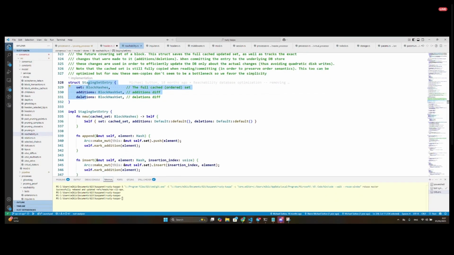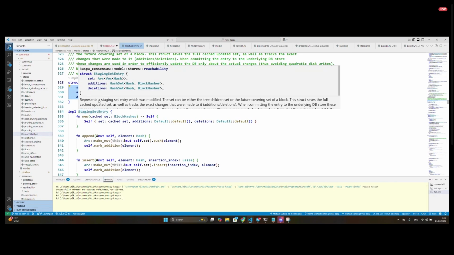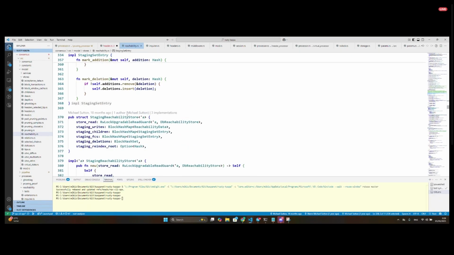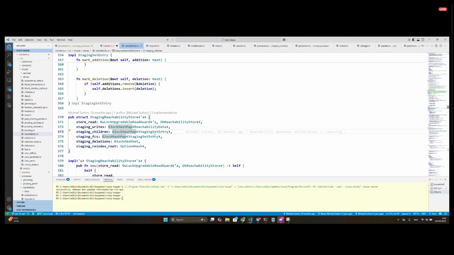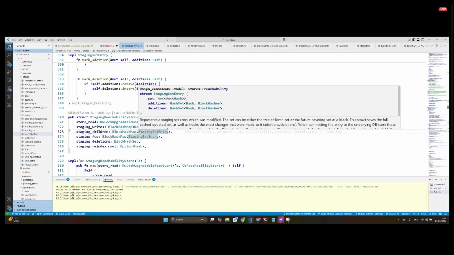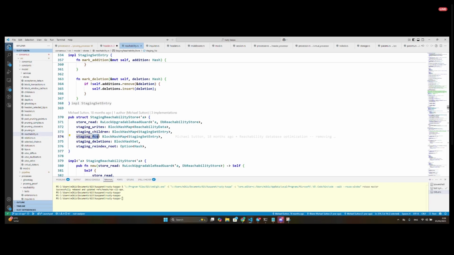So there's a staging set entry representing the mutations of the specific set, where a set can be either a future covering item set or a children set. And then the staging store itself can have staging children. It's going to have a hash map from the block changed and the staging set entry mutated for the children, for the future covering set, etc. So the staging store is holding a lot of information and various degrees of block hash maps.